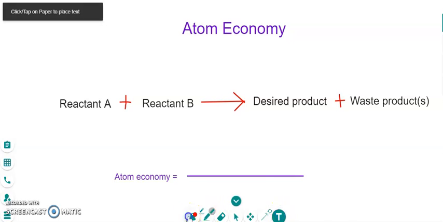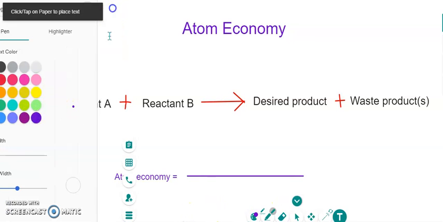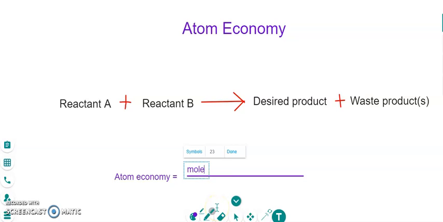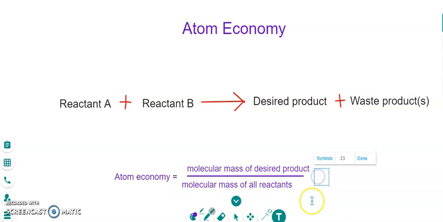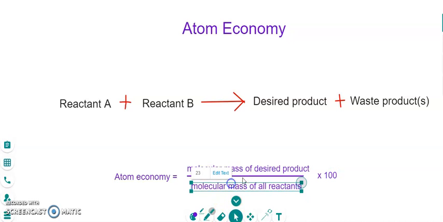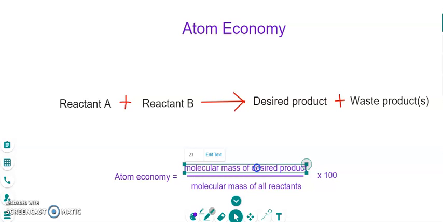We can calculate this by computing the molecular mass of the desired product divided by the total molecular mass of all the reactants multiplied by 100. The reason we multiply by 100 is because we want to have this ratio as a percentage, so we know what percent of the total mass of the reactant ends up as our desired product.